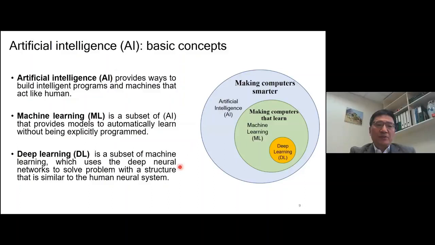Professor Huang already mentioned to you the basic concept of AI. So you can see from here we have deep learning. Deep learning, in fact, makes the computer learn smarter, and artificial intelligence, AI, in fact, makes the computer smarter. AI provides a way to build intelligent programmed machines that act like a human, while machine learning is a subset of AI that provides models that automatically learn without being explicitly programmed.